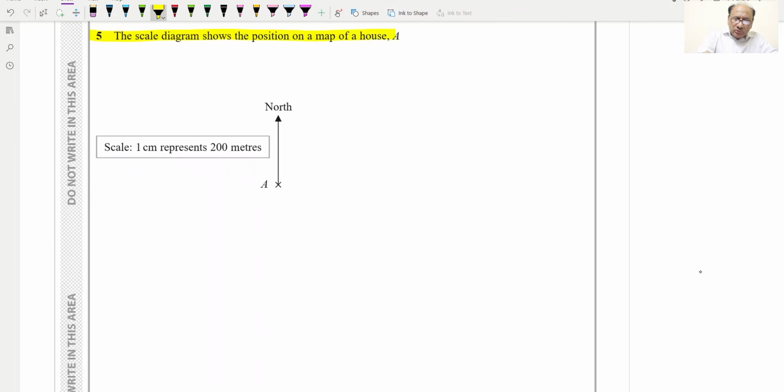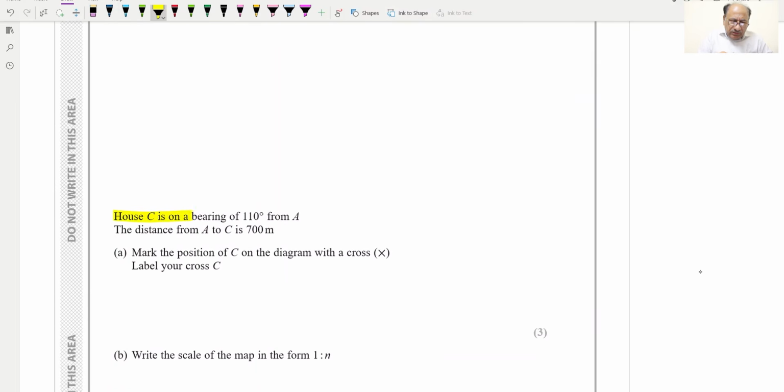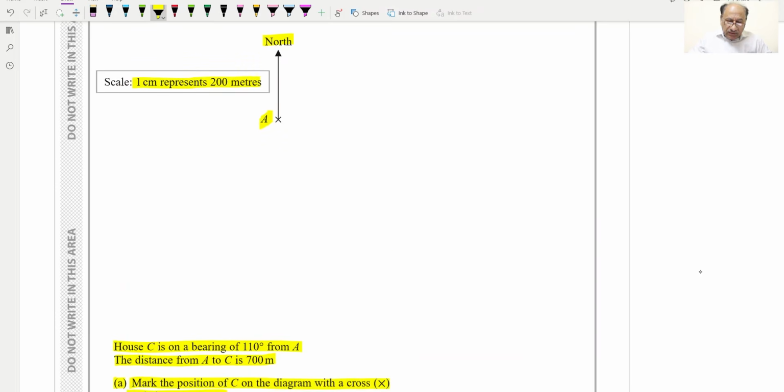Now this is question number 5, and question number 5 says the scale diagram shows the position on a map of a house A. This is house A, and 1 centimeter represents 200 meters, and this is north. The question is, house C is on a bearing of 110 from A. The distance from A to C is 700 meters. Part A, mark the position of C on the diagram with a cross. Label your cross as C.